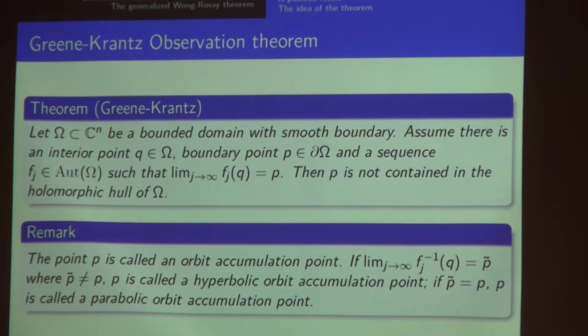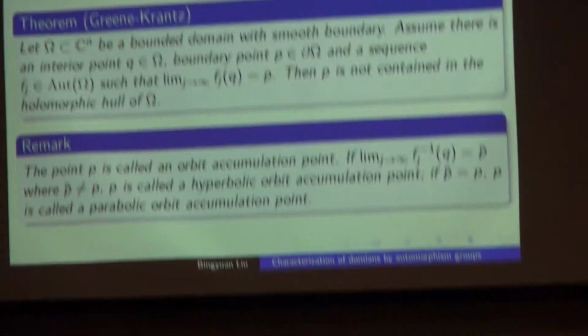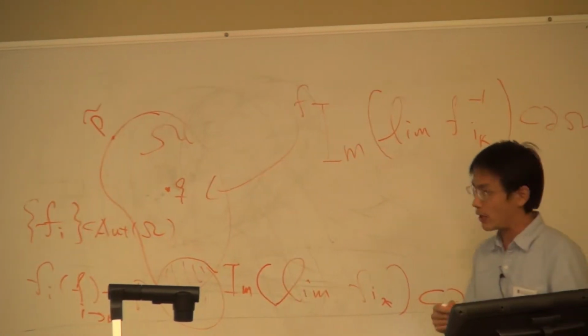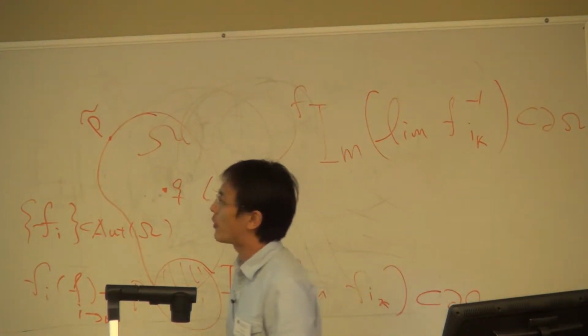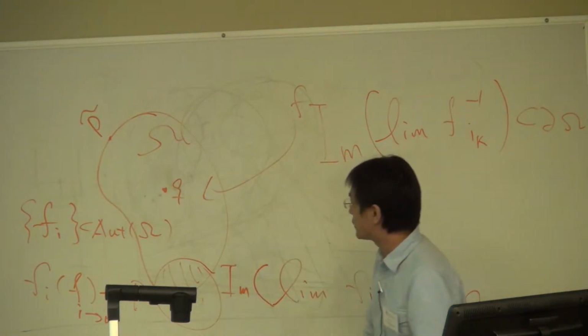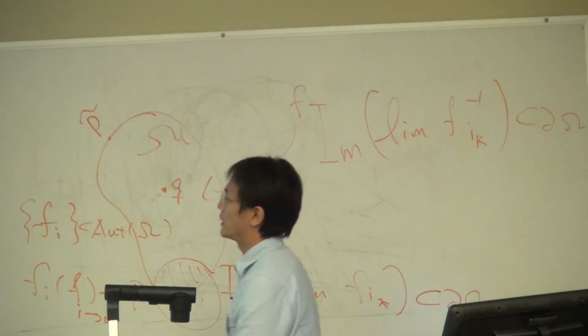And okay, to give a name, we call P an orbit accumulation point, and we want to classify it a little bit. We also consider Fj inverse. If Fj inverse brings your Q to a boundary point P tilde, if P tilde is different from your P, then we call it a hyperbolic accumulation point. If unfortunately your P tilde is the same as your P, then we call it a parabolic orbit accumulation point.